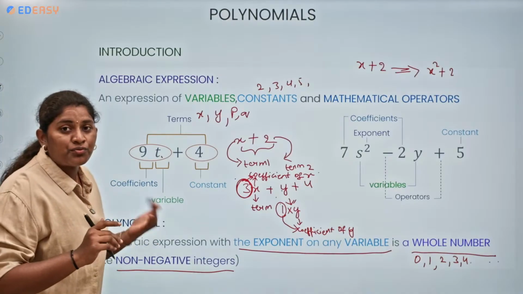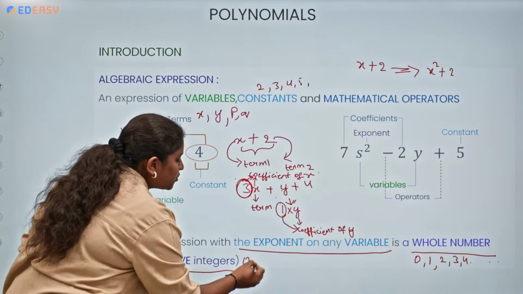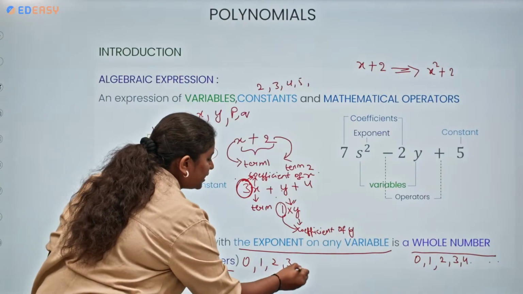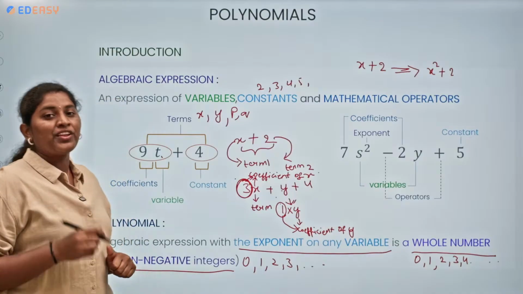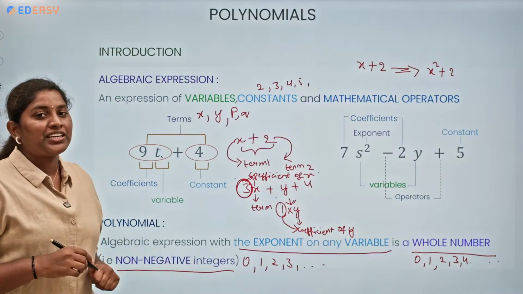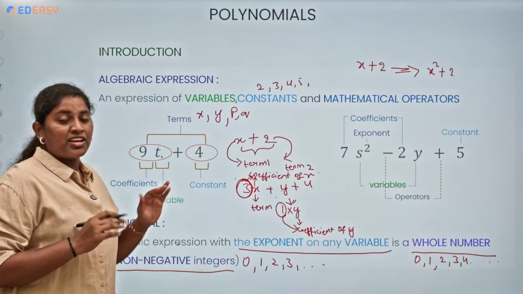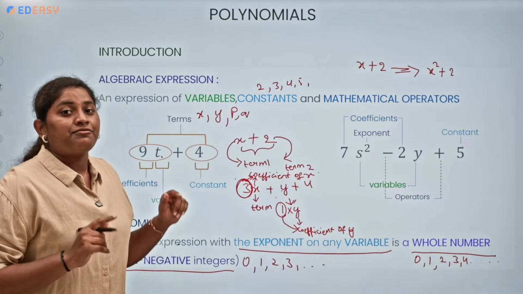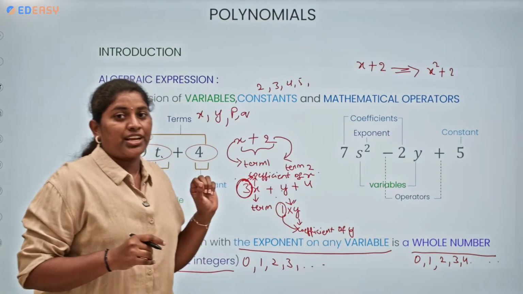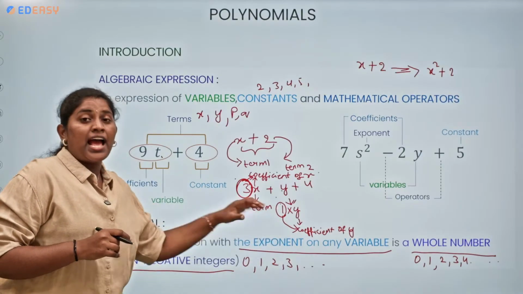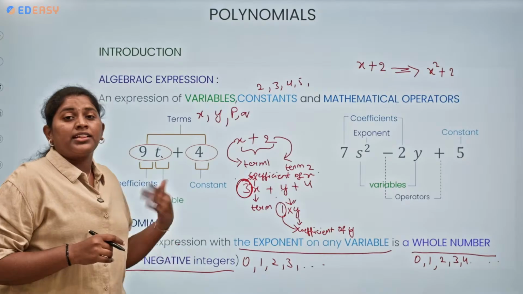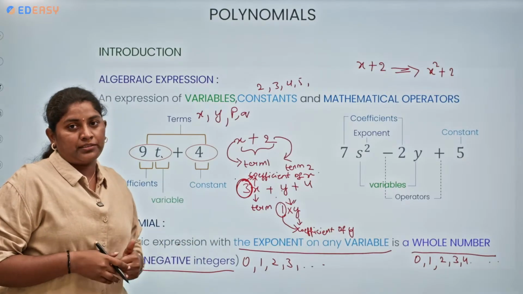Non-negative integers or whole numbers mean the same. Non-negative integers means what we will take? We will start with 0 and the positive integers, same as our whole numbers only. So whole numbers and non-negative integers are the same. Okay, so finally we can say that for an algebraic expression, if the exponent of any variable is a whole number, then it will become your polynomial.